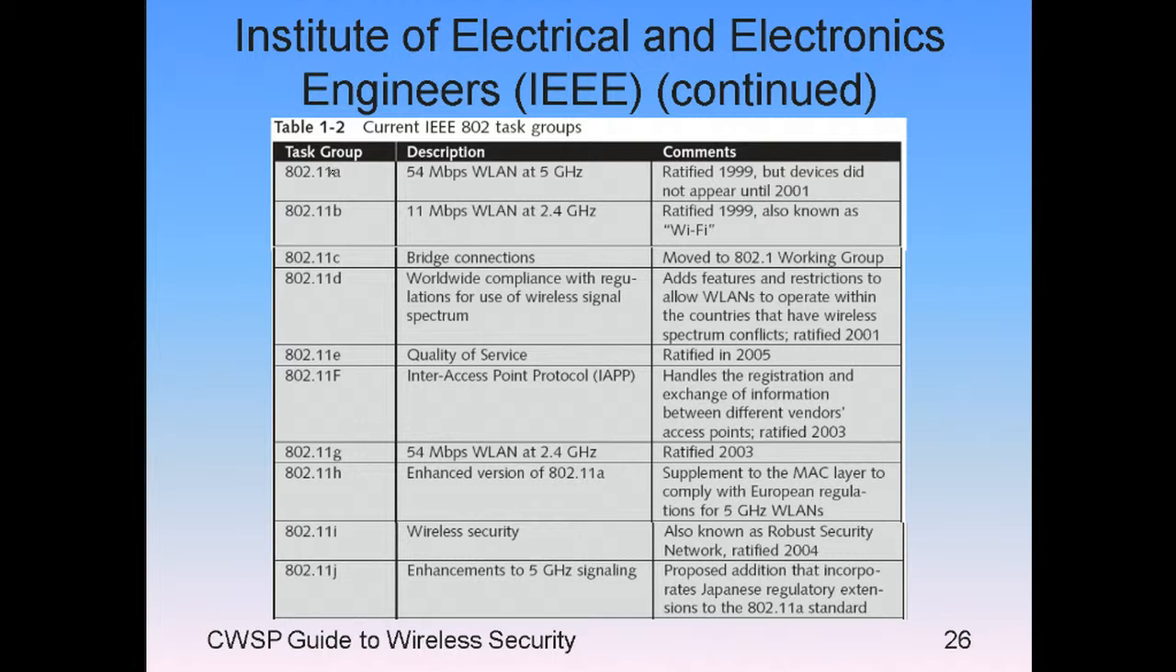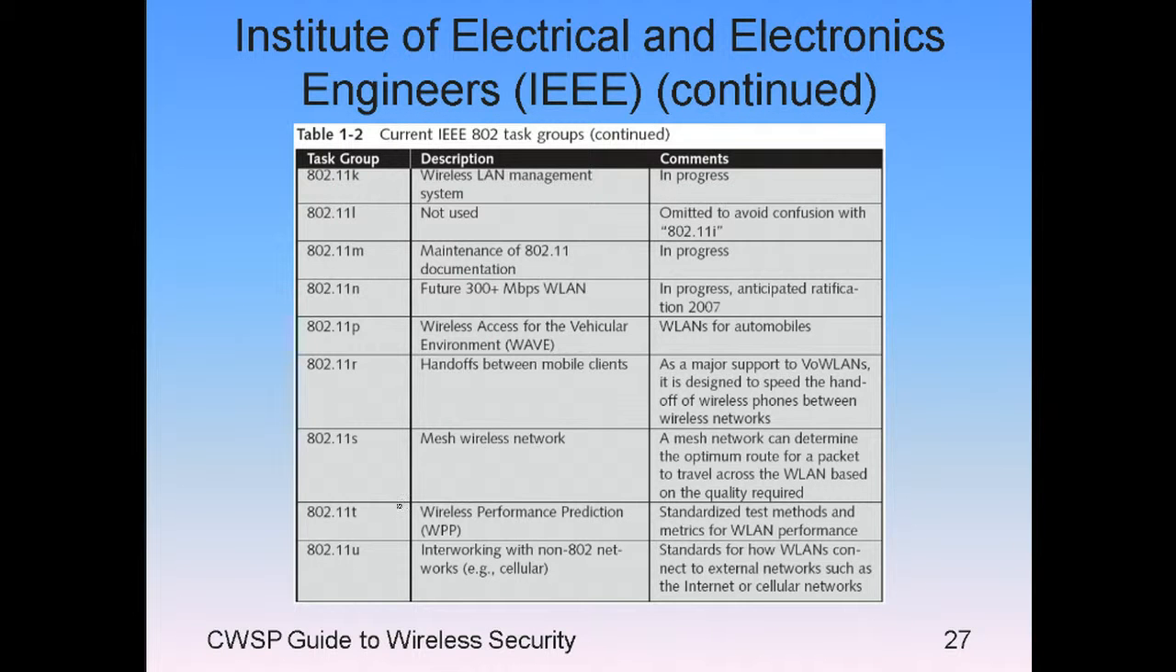This chart's in your book, but 802.11 is going to be the wireless working group. 11A, 54 megabits; 11B, 11 megabits; C, bridge connectors; D, these are ones that we don't hear about a whole lot. Worldwide compliance adds restrictions to a lot of wireless LANs, and on down until J, 5 gigahertz signaling. Standards are established by them, and then they just keep going on and on. The N, the one that we have recently, it says future. The N's been around for a couple of years now.